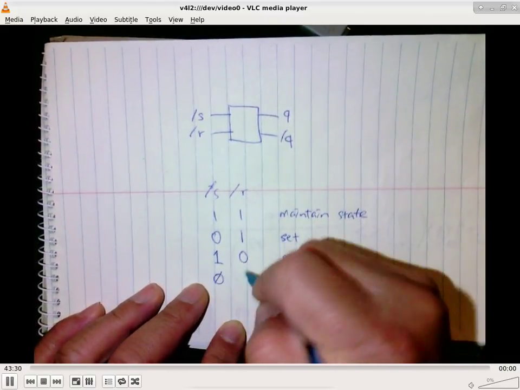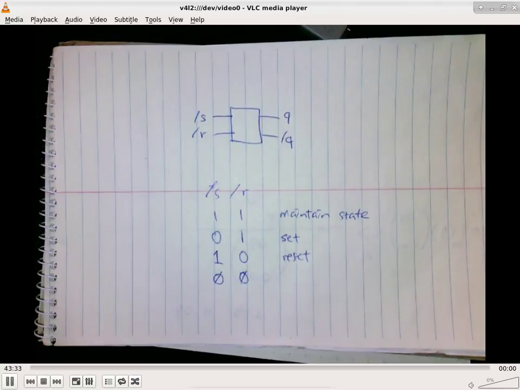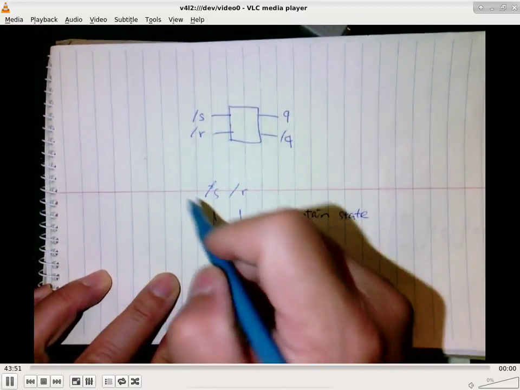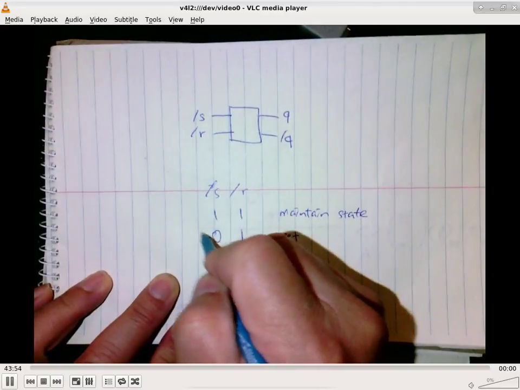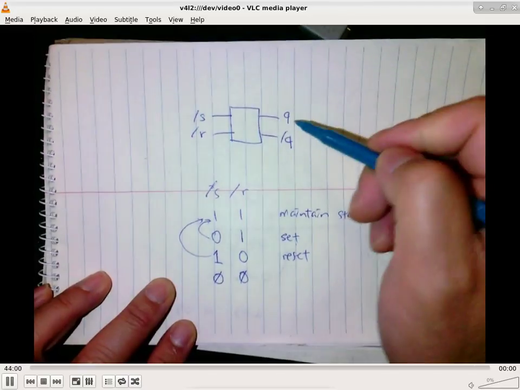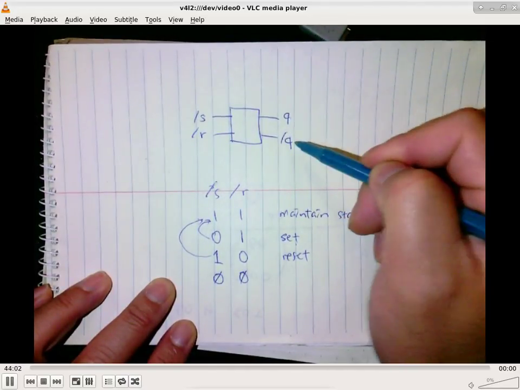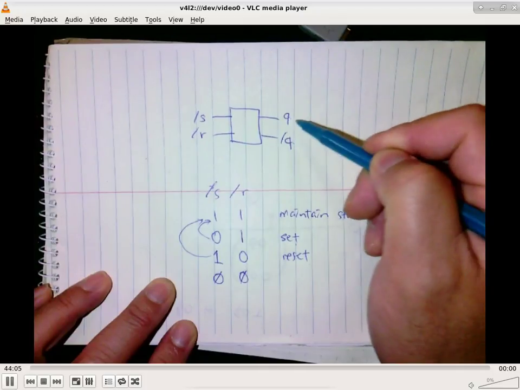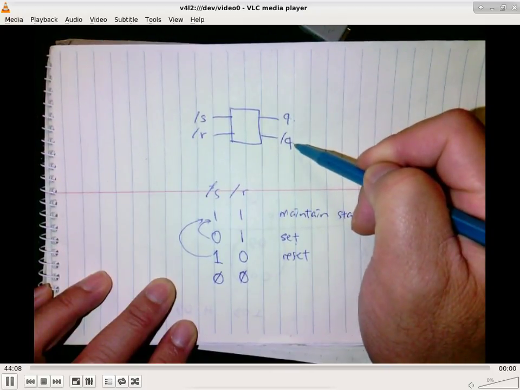And the only really troublesome state is 0 0, because when you specify 0 0, you are both setting and resetting the latch. This is the only time when both outputs Q and slash Q are going to be ones. Is that okay so far? Okay. So typically what you do is you either transition from set to maintain, or you transition from reset to maintain, so that the output is either a 1 for Q, a 0 for slash Q, or opposite, which is a 0 for Q and a 1 for slash Q.